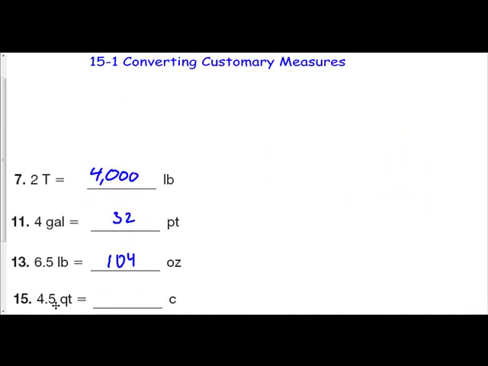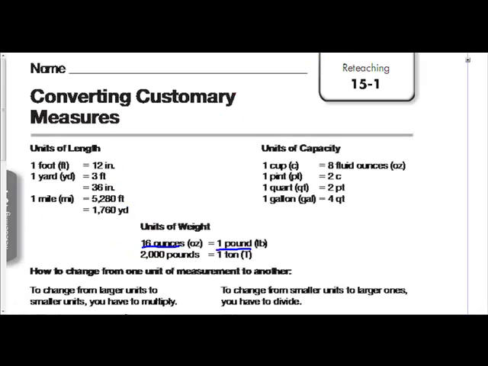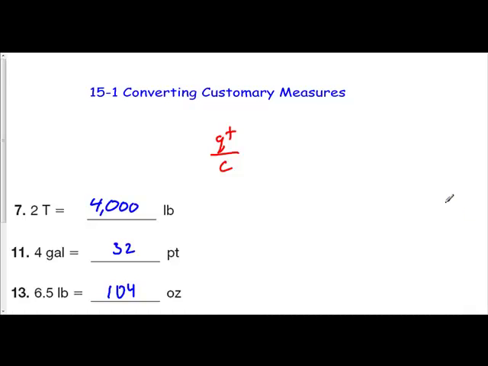Let's do one more here. We have 4.5 quarts equals how many cups? So we're comparing quarts to cups. Let's check our information on the reteaching side, and we find quarts. Well, we have pints and we have cups. So we have 2 cups in 1 pint and 2 pints in 1 quart. So it's a relationship of cups to pints and pints to quarts. Let's see, let's do this over here. Cups to pints and pints to quarts.